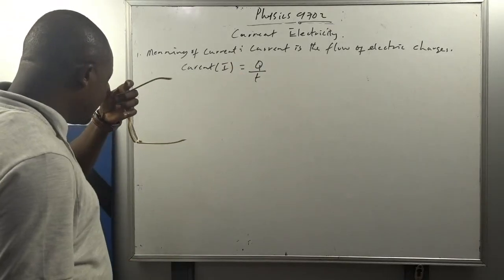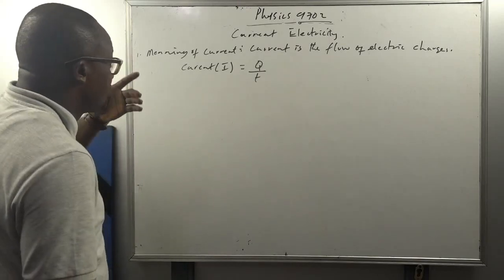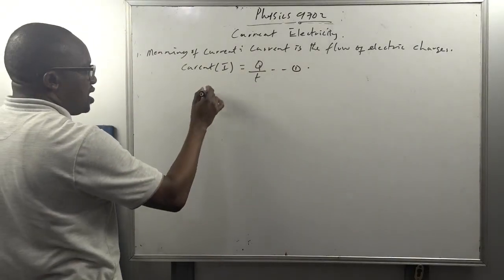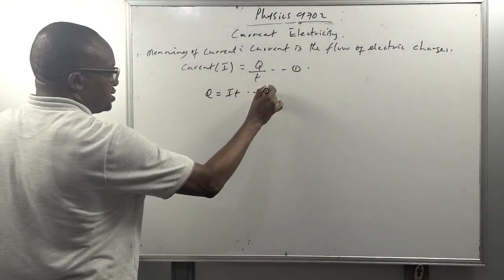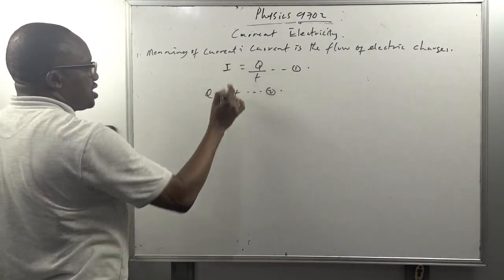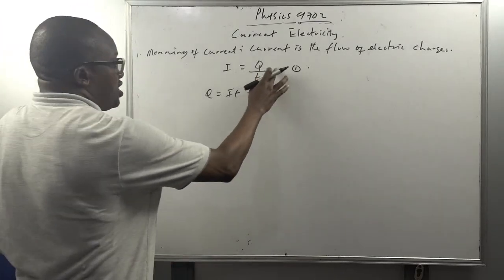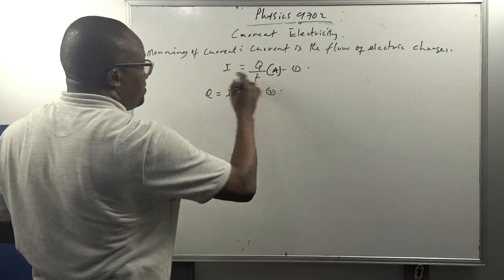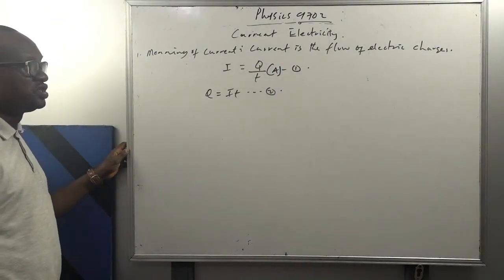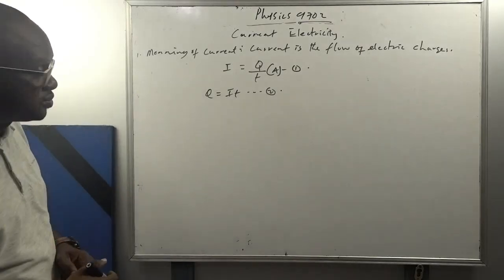So Q represents charge, T represents time. Therefore, this becomes equation 1. From equation 1, Q is equal to IT. Equation 2. And of course, you should know that current is measured in amperes. It's a base unit. So Q is equal to IT is the first equation that we'll be looking at here.